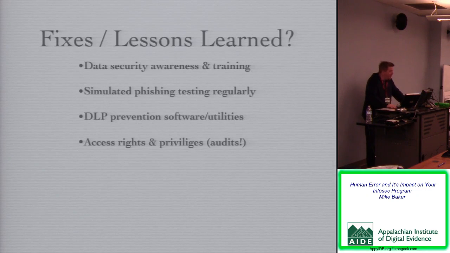So again, the common thread through all of these findings, right? Human error. It always comes down to human error. It's always going to come down to human error. Humans are the weakest link when it comes to information security. So how do we fix that?